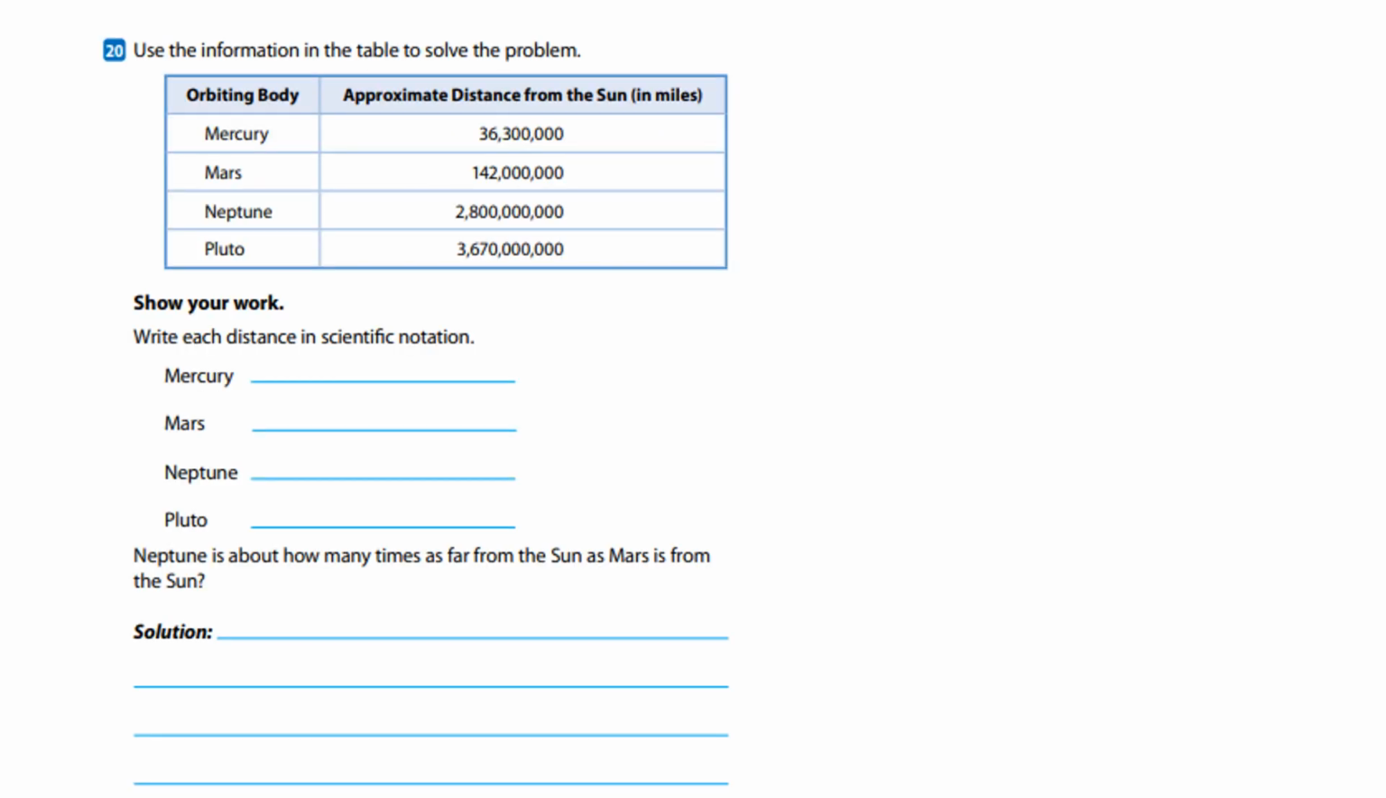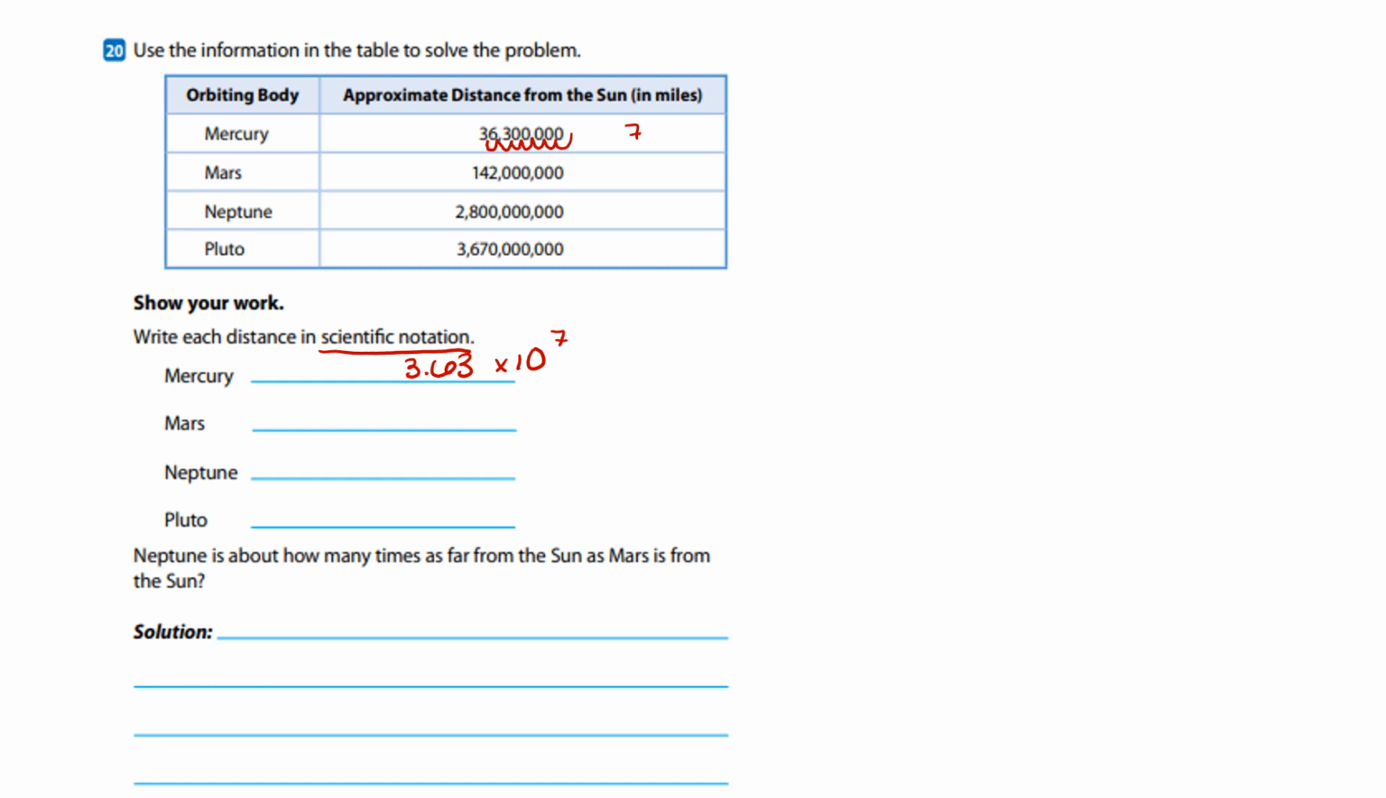For number 20, we're going to take the information in the table and write each number in scientific notation. So starting with Mercury, we move the decimal point 7 times. And so when we write our answer, we write it as 3.63 times 10 to the 7th power.